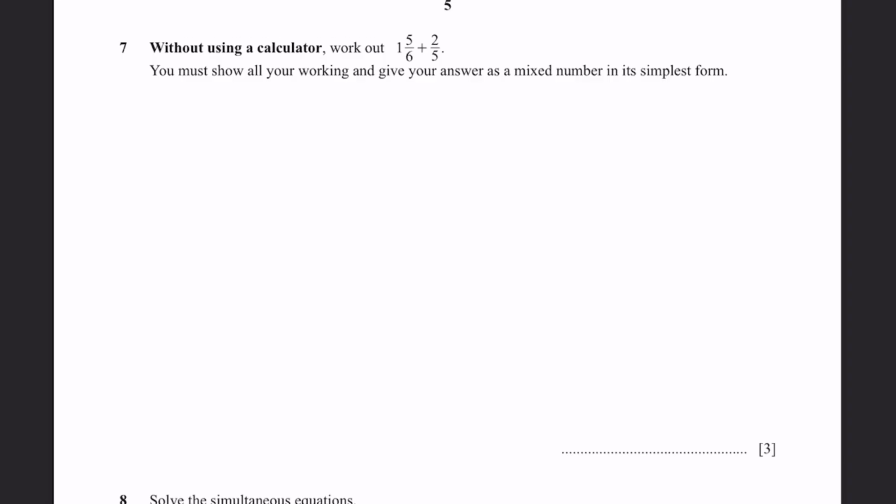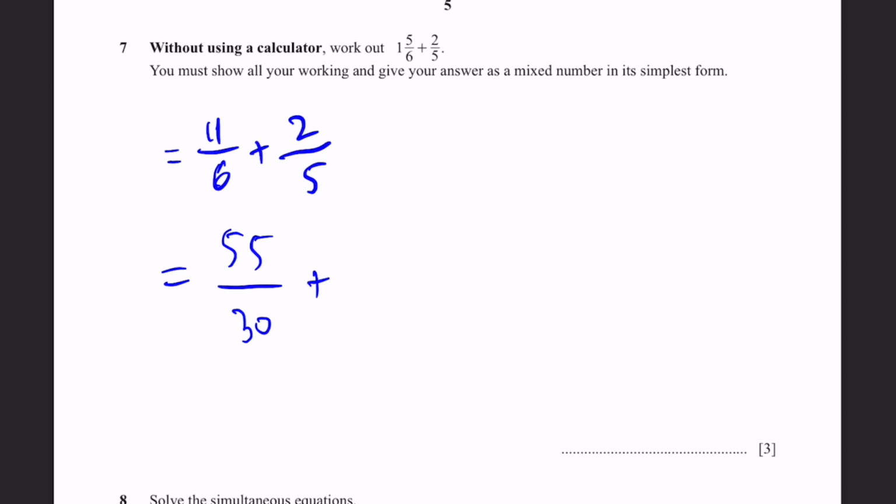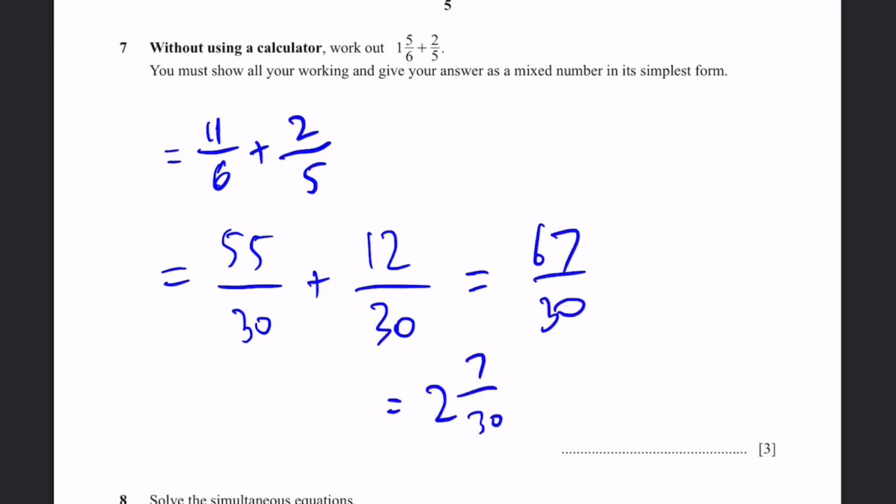Question 7. Without using a calculator, work out 1 5/6 plus 2/5. You must show all your working and give your answer as a mixed number in simplest form. So that will be equal to 11/6 plus 2/5. So we do 11/6, multiply both sides by 5, 55/30, plus 2/5, multiply both sides by 6, 12/30. That will be equal to 67/30. That is equal to 2 7/30. And as said in the question, we have done all this without a calculator.